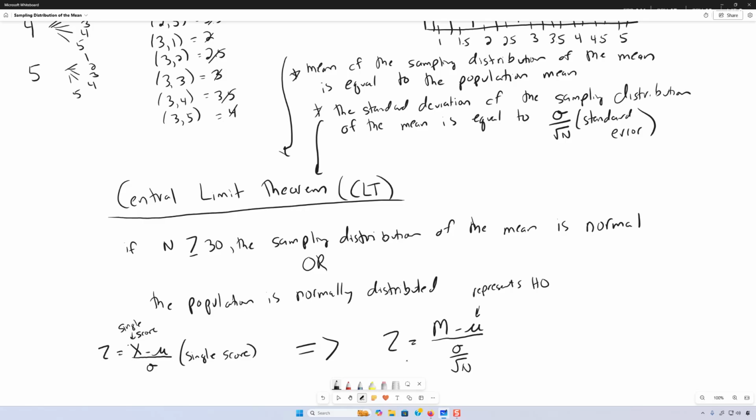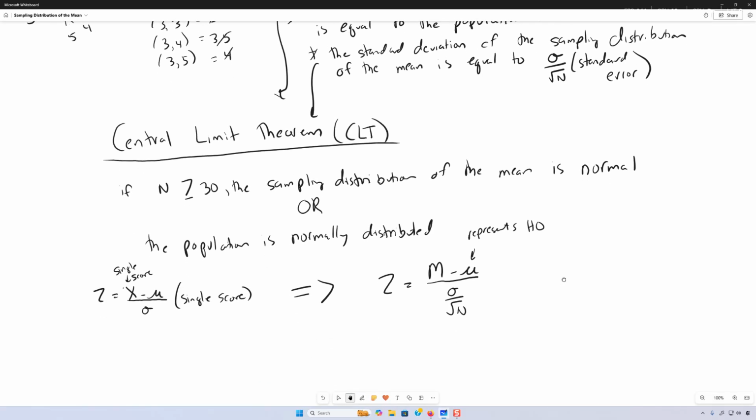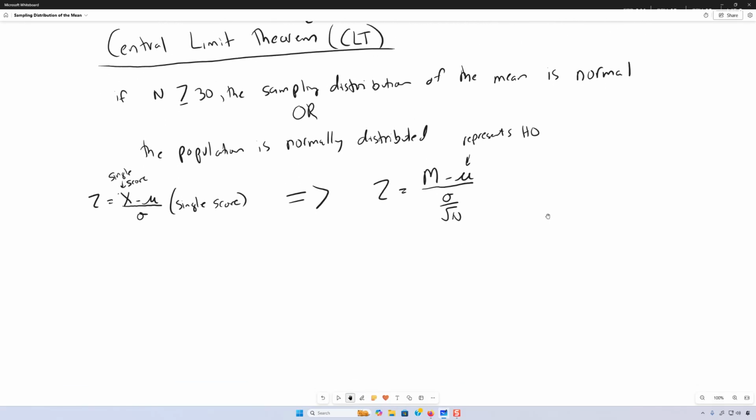And then we're going to compute z, and we're going to determine, what is the probability that the sample either belongs with the null hypothesis population here, or it doesn't. It's going to be similar to using the z table that we did with the single score, but we're just using a sample now. So let's look at that. Now let's look at the standard error again, right down here. This is the standard error.